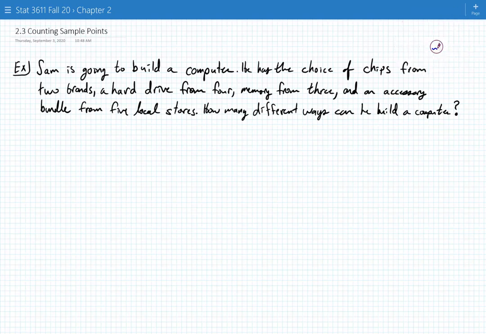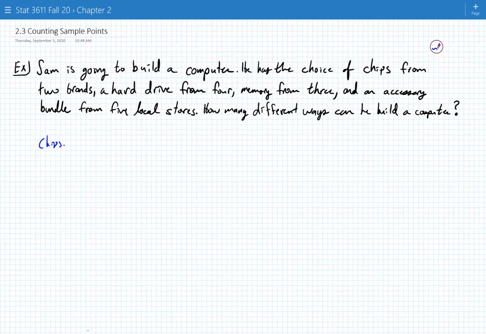How many different ways can Sam build a computer, right? Well, this is a classic scenario, in my opinion, where if I wanted to list out the sample points, a tree diagram is perfect for something like this, just to make sure we don't miss any sample points, right? He has a choice of chips from 2 different brands, right? So for the computer chips part, he has 2 options, right?